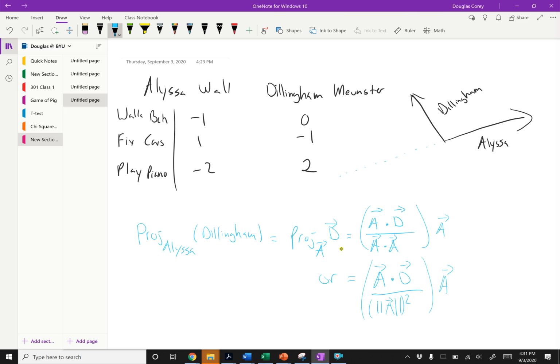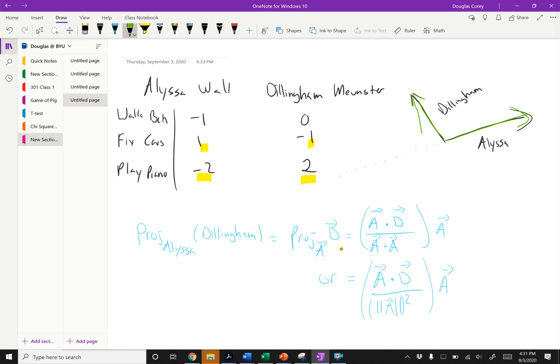Right off the bat, it doesn't look like they're very good. Here you can see play piano, opposite extremes, and fixed cars, they're opposite. And here there's a neutral versus a negative. So it doesn't look like it. Because I saw that, I drew the values, and we'd end up with a negative value when we do the projection.